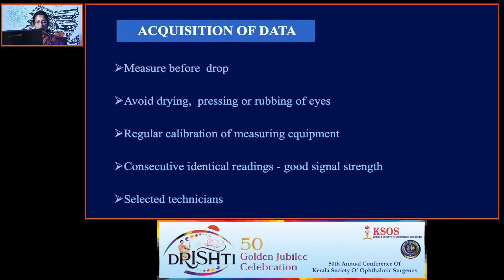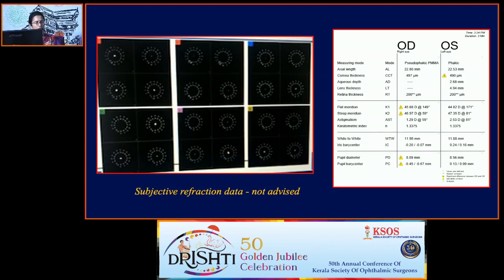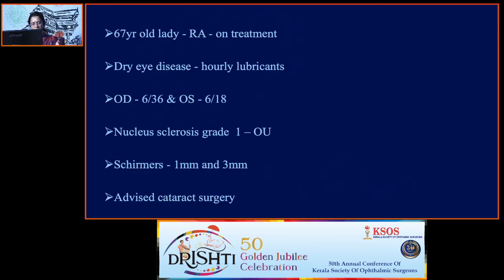You should avoid drying, pressing, or rubbing of the eyes. You should take consecutive identical readings with good signal strength, and always avoid measurements with warning signs. You should also look at the mires. If the mires are missing or irregular, you should not take readings corresponding to that. The subjective refraction should not be used for toric calculation because it includes lenticular astigmatism, which is going to be removed during cataract surgery.